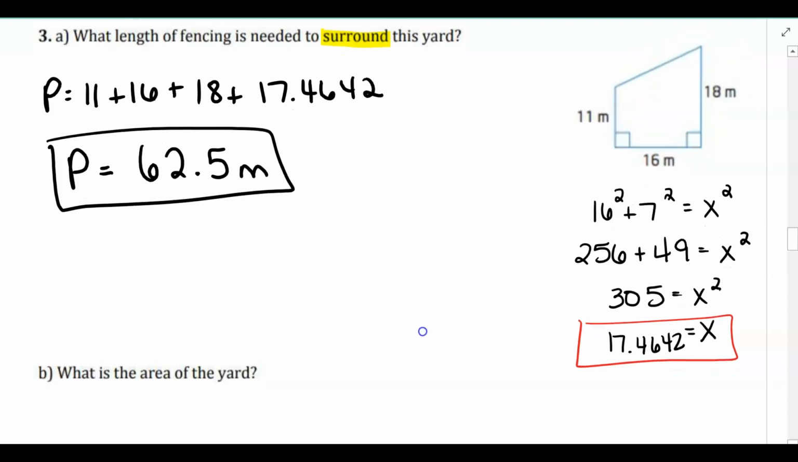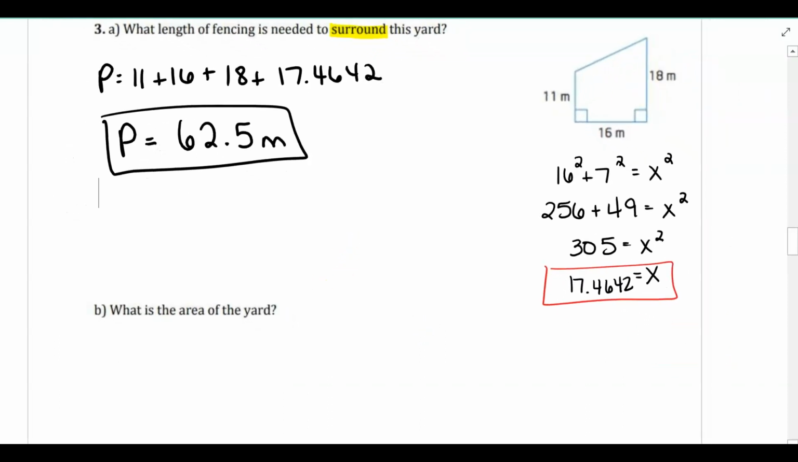We're now being asked for the area of the yard. So when it comes to area, I could again realize that I'm actually working with a trapezoid here. The entire thing is a shape that we know. We have one base that's worth 11, one base that's worth 18, and then the height, the measure between the bases, is 16. I actually have everything that I need to use that area for trapezoid formula. 1/2 times the sum of the bases times the height.